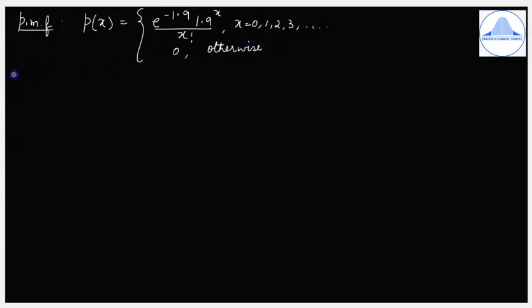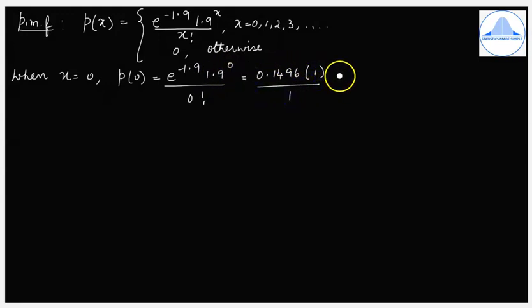So first I will put x equal to 0. When x is equal to 0, P of 0 is equal to e to the power minus 1.9 into 1.9 to the power 0 divided by 0 factorial. So find out e to the power minus 1.9. It is 0.1496. 1.9 to the power 0 will be 1 and 0 factorial is 1. So P of 0 is 0.1496. This calculation should be correct.